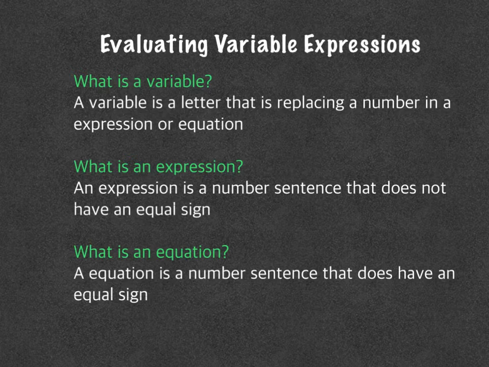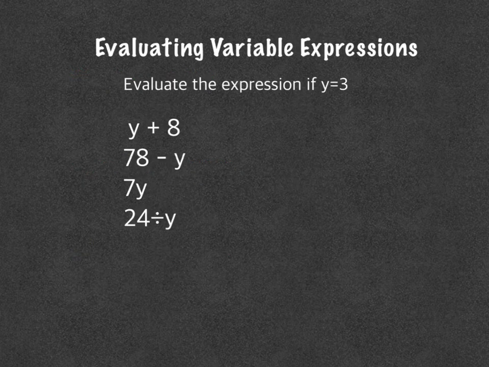An expression is a number sentence that doesn't have an equal sign. Or it could also be a number sentence that doesn't have an inequality sign, so a greater than or less than sign. And I'll show you some of those in just a second. And then what is an equation? An equation is a number sentence that does have an equal sign. So equa looks like equal. So that's how you can kind of tell the difference there. Okay, so evaluating variable expressions.